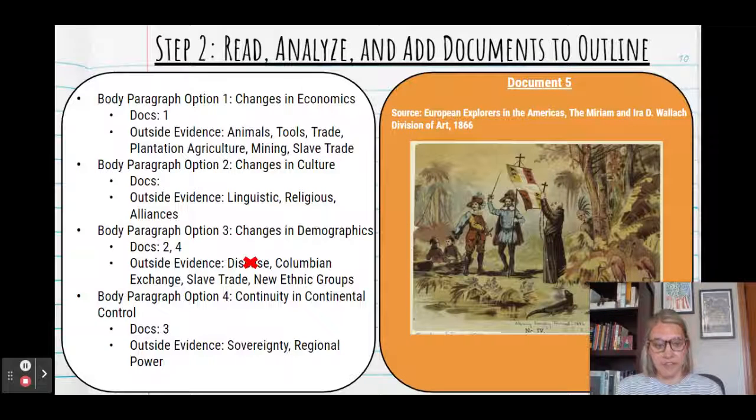Document 5, another image here, a variety of things being shown, but I think the most prominent thing is going to be the crosses with the priest here, showing the importance of Christianity. And so I think that's a really good fit for changes in culture.